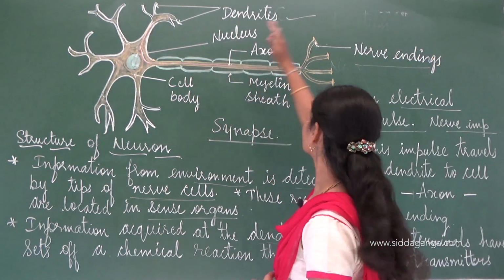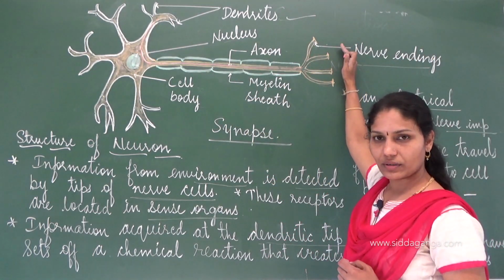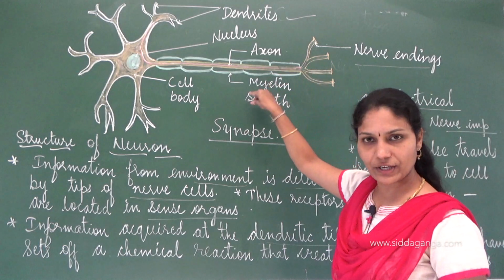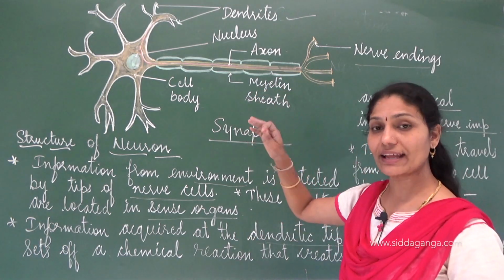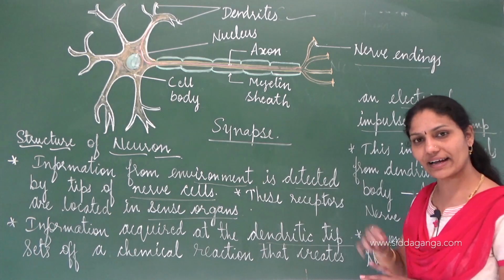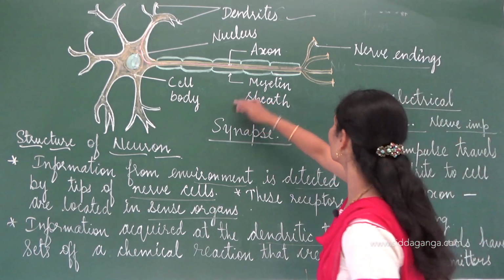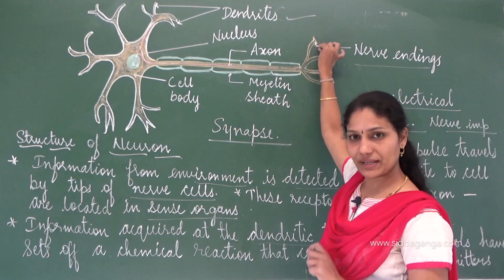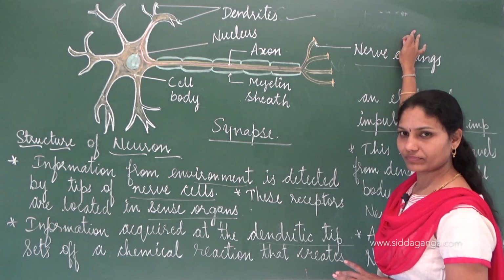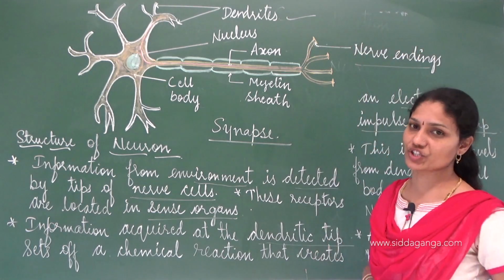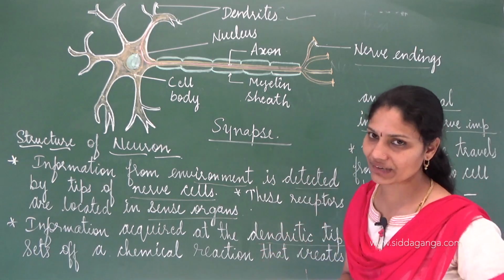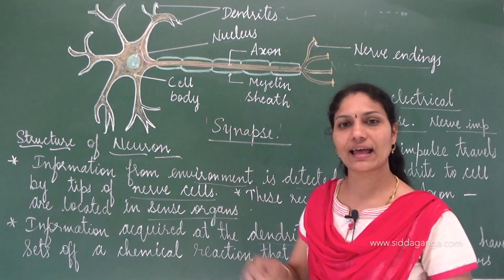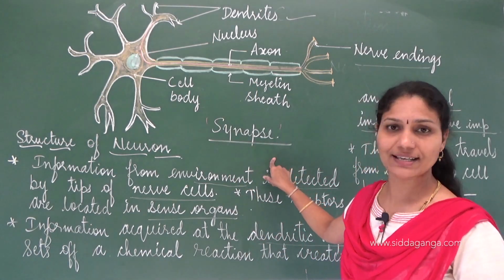This is one neuron. The nerve ending of the one neuron is the starting point of the another neuron. That is, from the nerve ending of one neuron, the information has to transmit to the dendrite of the other neuron, the dendrite of the adjacent neuron. Till the nerve ending, information has travelled in the form of electrical signals, and from here it has to pass on to the other neuron. The dendrite of the other neuron must receive this information. But as they are not in physical contact with one another, there is a gap between them, and this gap is referred to as synapse.